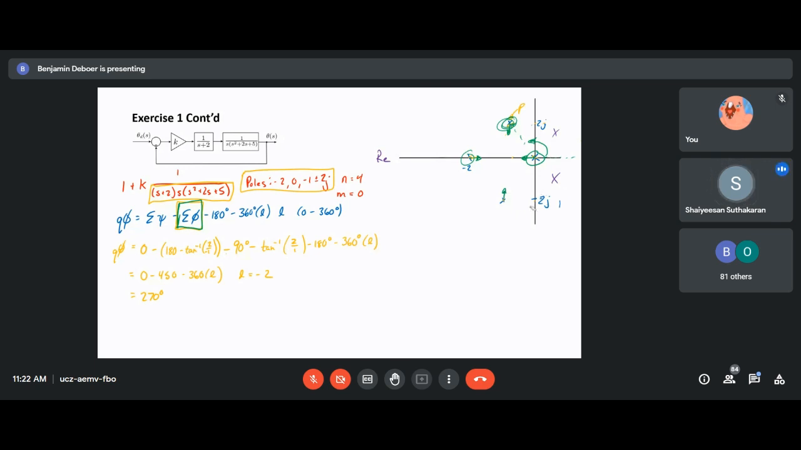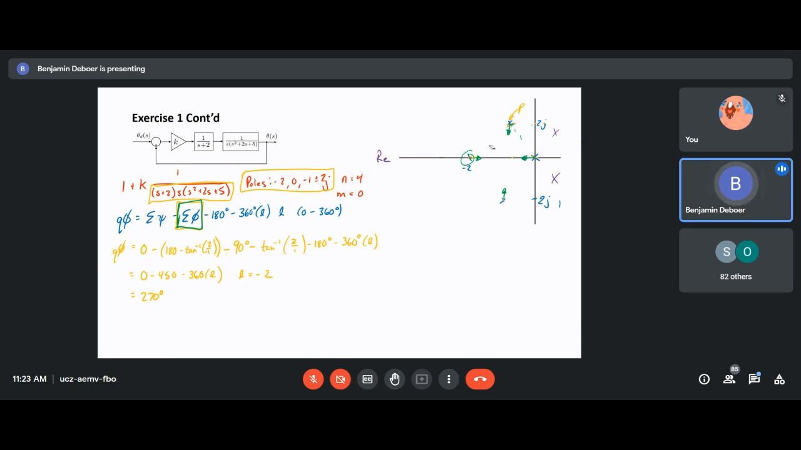I understand how you're doing the equation, but I don't understand where the 0 is coming from. Okay, so this 0 here is because we have no angles from zeros. So essentially this doesn't have to be here. I just include it because this whole summation goes to 0 because we don't have any zero angles acting on our system. Oh, okay, I understand. Thank you. Okay, great.